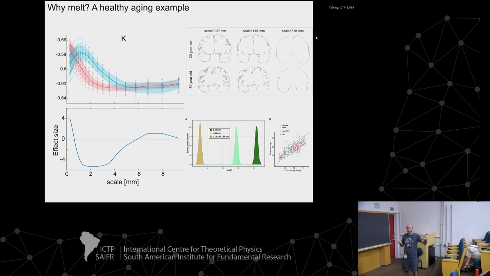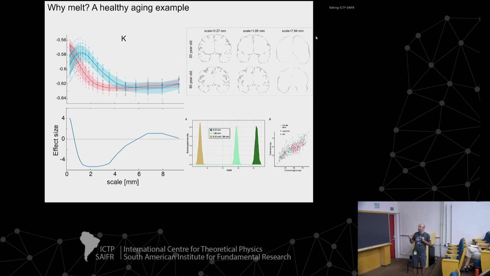Adult men of 20 years of age, adult men of 80 years of age. So adult 20 years of age is red, 80 years of age is blue. And you see something really cool. We can measure the K as a function of the scale. So if, say, the scale is 4 millimeters, it means that we raise every sulcus and gyrus that is more than 4 millimeters. Here we show the statistical significance of that.